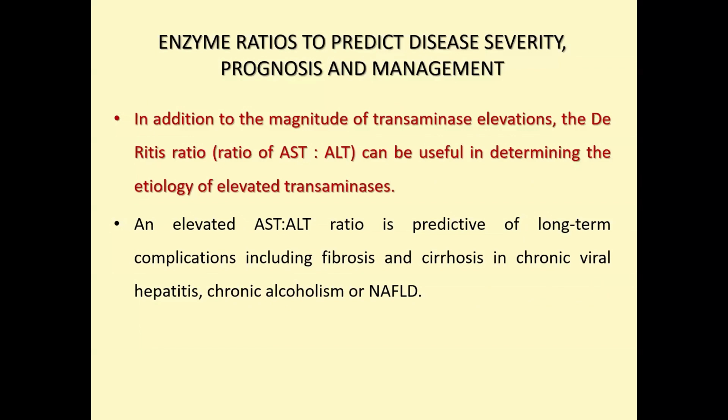An elevated AST-ALT ratio is predictive of long-term complications, including fibrosis, which is the end stage. So the end stage of any liver disease is fibrosis, cirrhosis, malignancy. What malignancy? Hepatocellular carcinoma in the long run. So it is including fibrosis, cirrhosis in chronic viral hepatitis, alcoholism, or NAFLD. So if the ratio is elevated and remains elevated for a long time, it's not good.